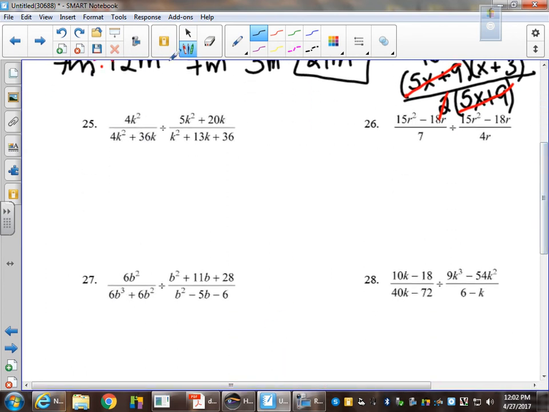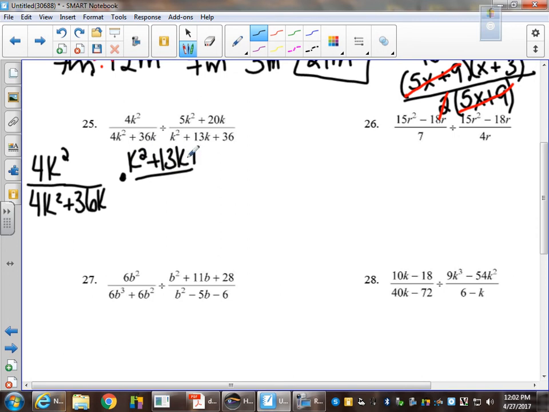Number 25, we are first going to keep the first fraction. Change the sign, flip the second fraction. Keep, change, flip. Now let's factor everything.